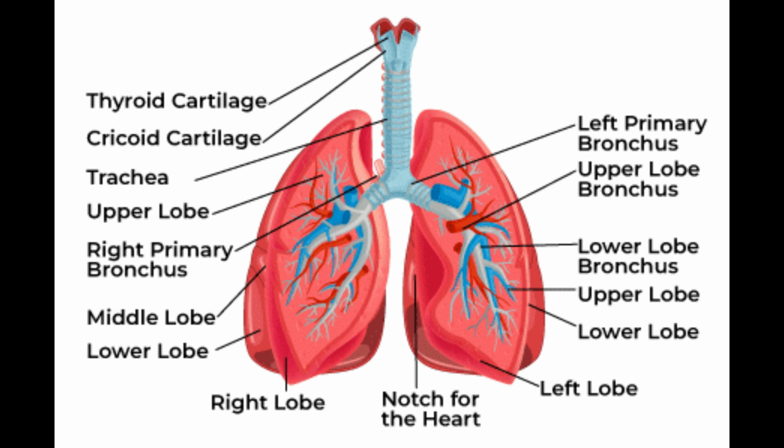The left primary bronchus. The left primary bronchus is located below the trachea and directs air into the left lung, where it branches into the left upper lobe bronchus and lower lobe bronchus. The left upper lobe bronchus. The left upper lobe bronchus supplies air to the upper lobe, facilitating gas exchange in the upper part of the lung, while the lower lobe bronchus directs air to the lower lobe for efficient gas exchange in the lower regions.